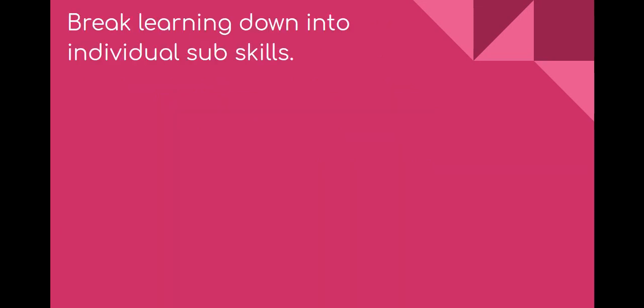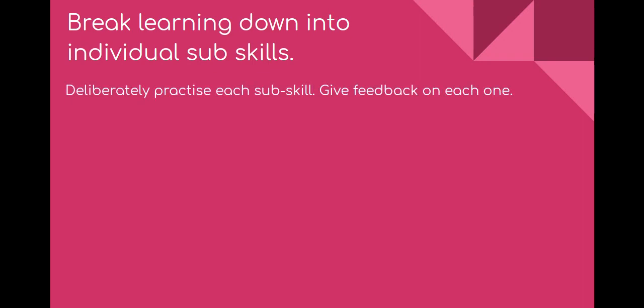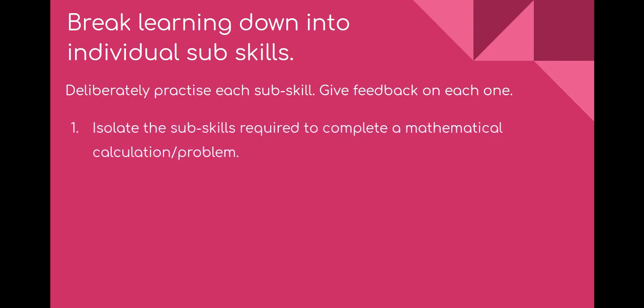Another top tip is to break learning down into individual sub-skills. So rather than trying to do too much in one lesson, think about the individual learning steps and how long you might need to ensure students have mastered that sub-skill before you can move on to the next one. The 5 steps to doing this are, firstly, isolate: unpick the sub-skills required to solve a mathematical calculation and problem in your planning. Then, develop each sub-skill through worked examples in lessons.